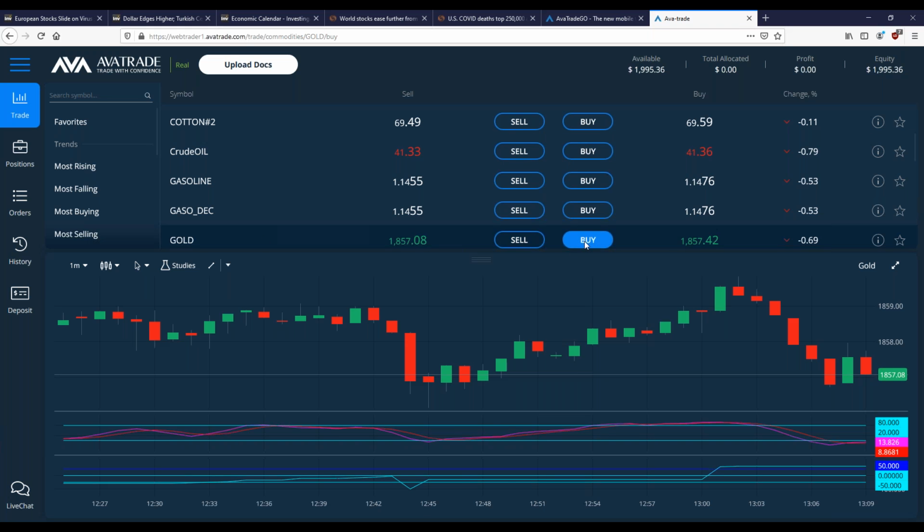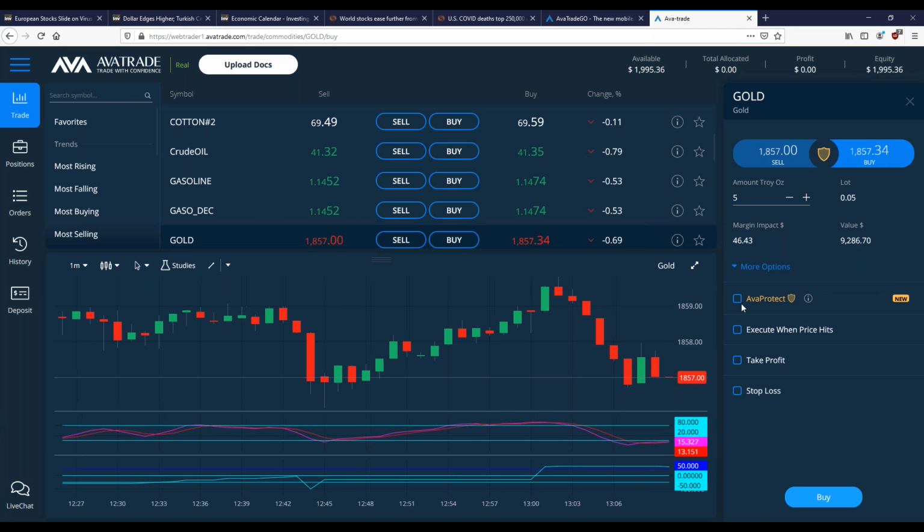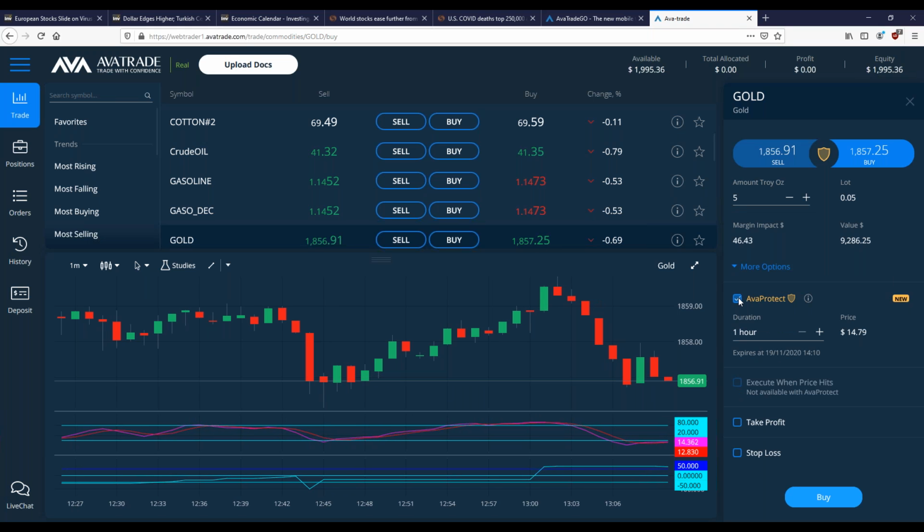So let's say I buy or sell, doesn't matter. And here's the order window. And some of the features I was talking about, Ava Protect. If I choose that, okay, for 1 hour, for 5 ounces, costs me $14. If I think there's huge volatility and I'm a scalper and I say, wow, with 5 ounces, it would only need to move $3 in value to make that back. If that's my premium cost, now it's all profit after that.